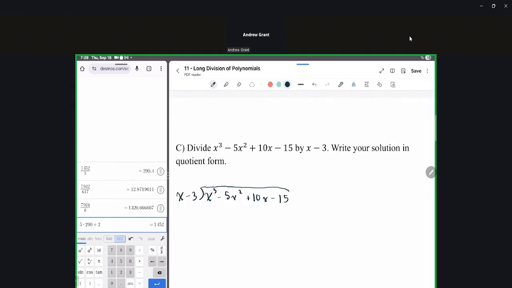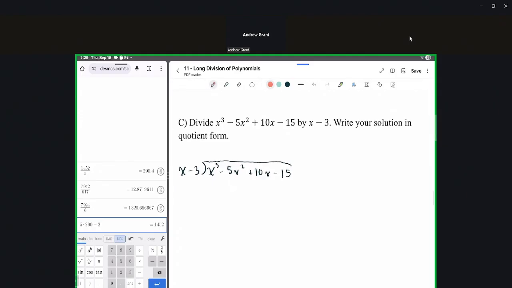And you might be thinking, is it always going to be like x minus or x plus something? For the most part, yes. Unfortunately, you can do this as well with something like 2x plus 1, and you end up with fractions. So it makes it more difficult to work with, but it is still doable. Okay, so the question becomes, how many times does x go into x to the power of 3?